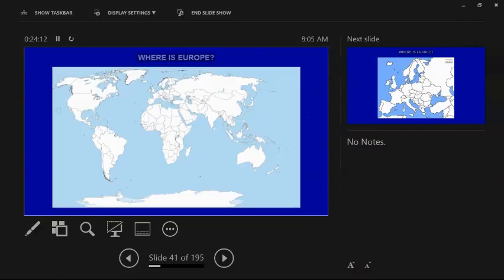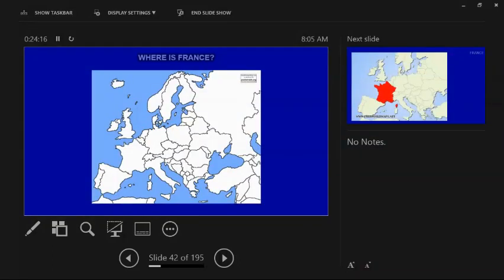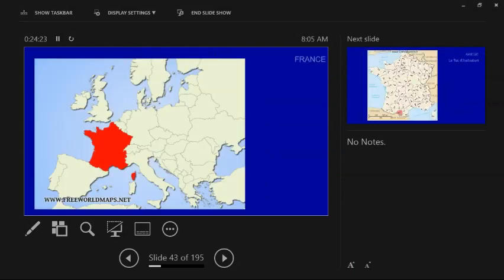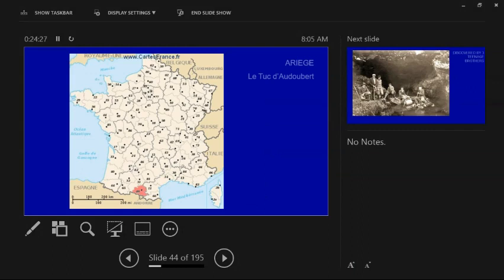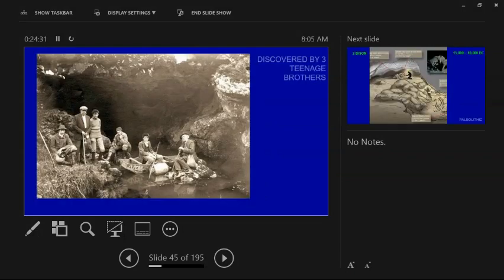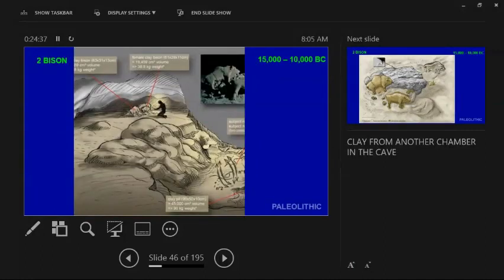All right. Now we're going back to Europe and we're going to look for France. Which one is France? Yes, it's the big one to the left. Yes, it's the red one. All right. And we're going to go down to the southern part of France next to Spain. And there were three teenage brothers who were exploring a cave and they found this artwork called Two Bison.